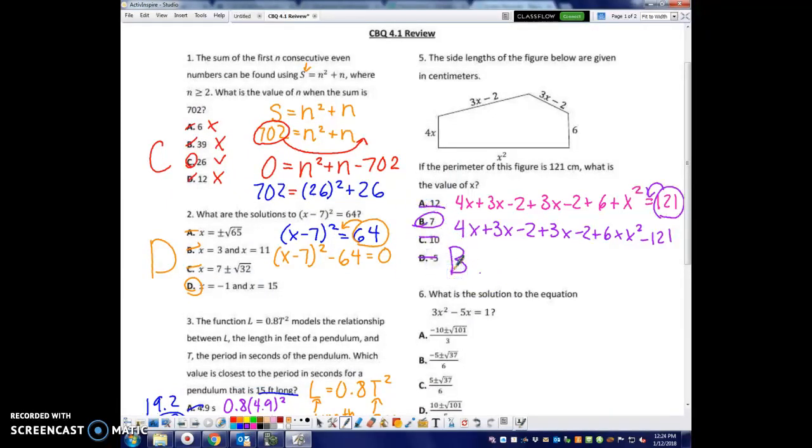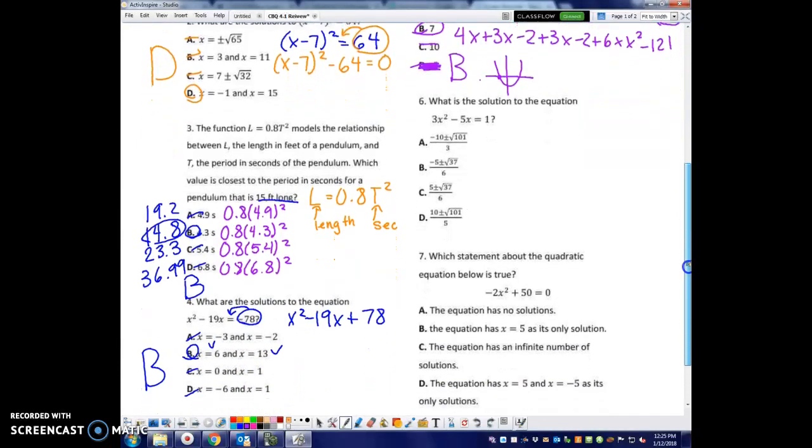Okay? Now, say it crossed through twice, and the negative answer was there, can you have a negative dimension? No. So don't ever pick the negatives, ever. You could just cross those out. All right, number 6.